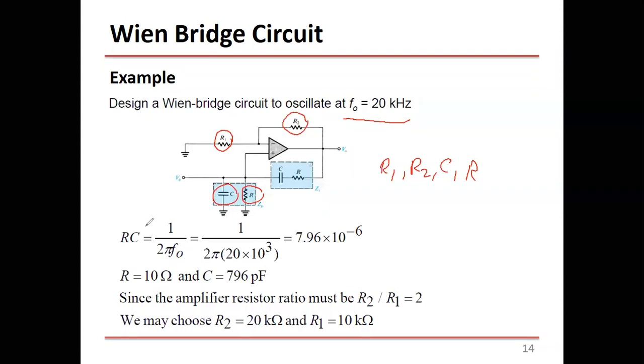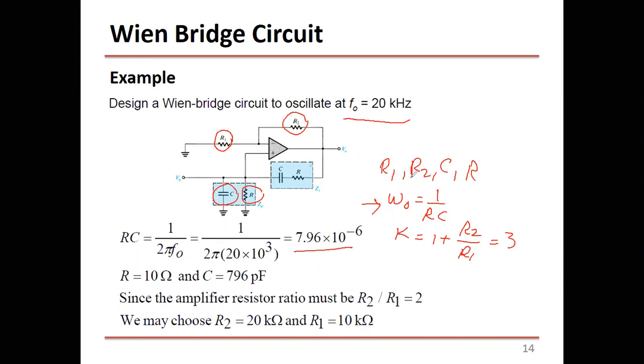Basically, we start by the two conditions. We have two equations. Omega 0 equals 1 over RC, and the other condition is that K equals 1 plus R2 over R1, and this equals 3. So from this condition here, we can define RC as 1 over 2 pi F0, because omega 0 is 2 pi F0, and F0 is 20 kilohertz. So we define omega 0 as 2 pi times 20 times 10 to the power 3, and we solve for RC. So this is RC.